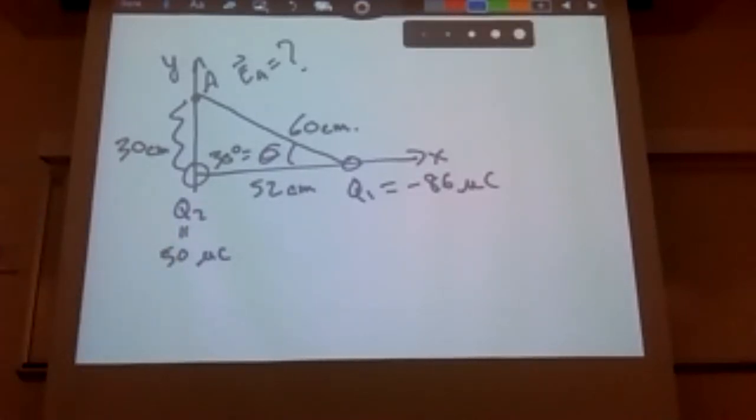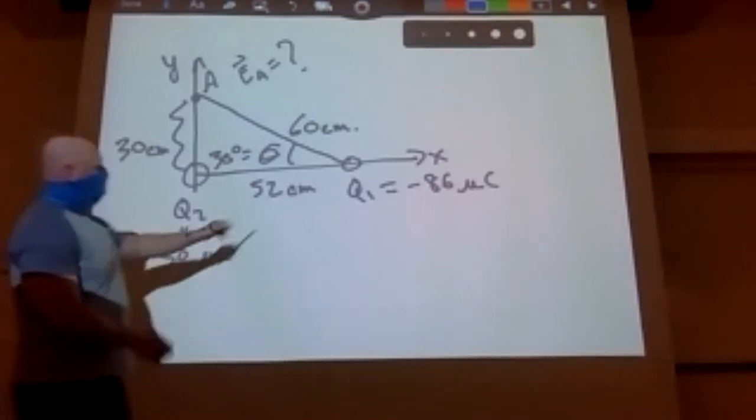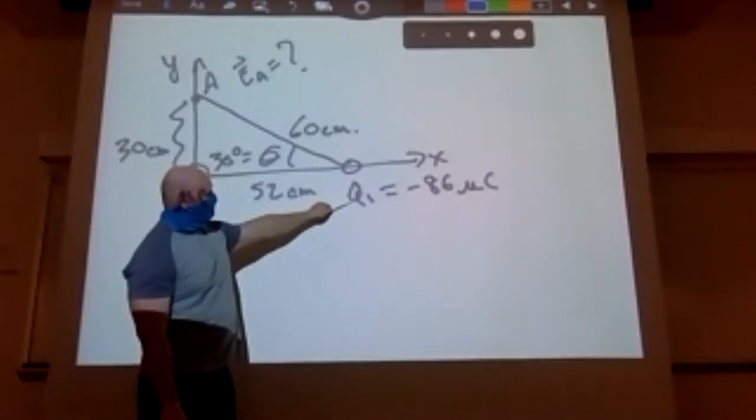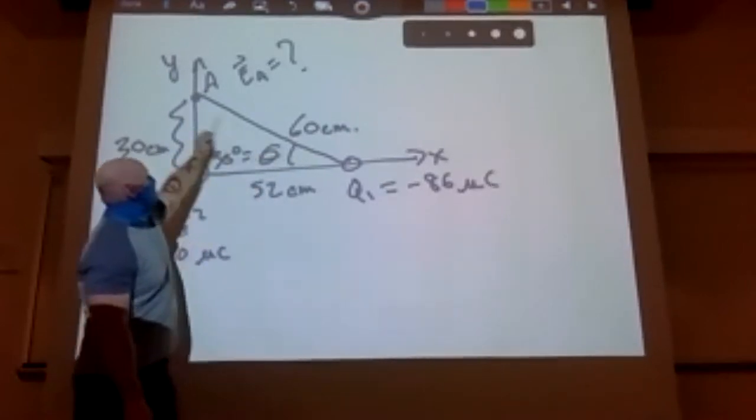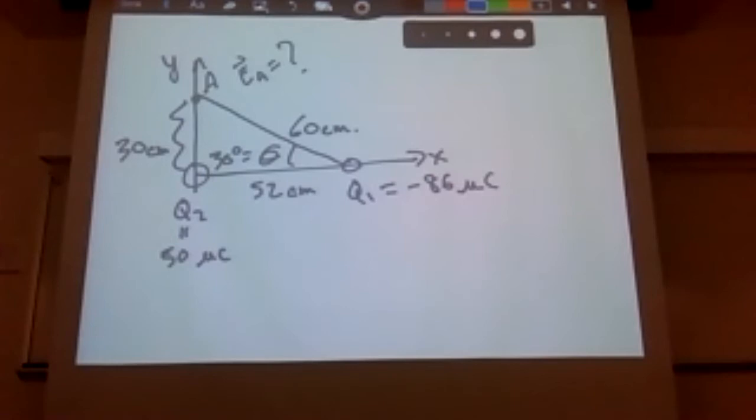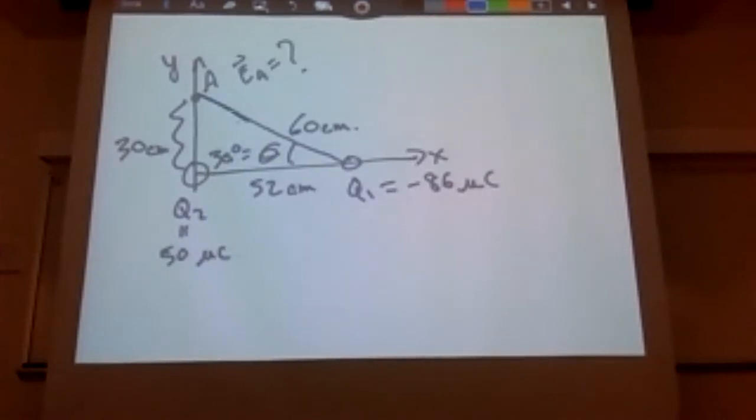So good. So let's draw our electric field lines first. So first off, we know that Q1 is a negative charge, which means that the electric field has to point downward towards Q1 along the line connecting that to point A, which means our electric field then has to point in this direction. So this is going to be E1.